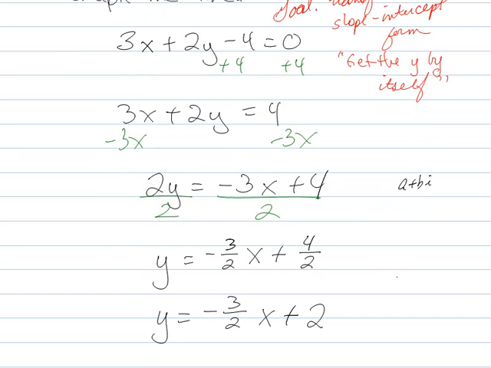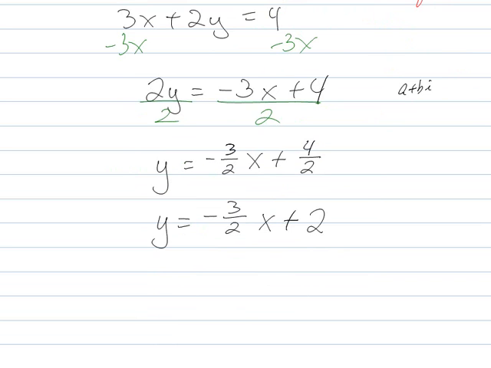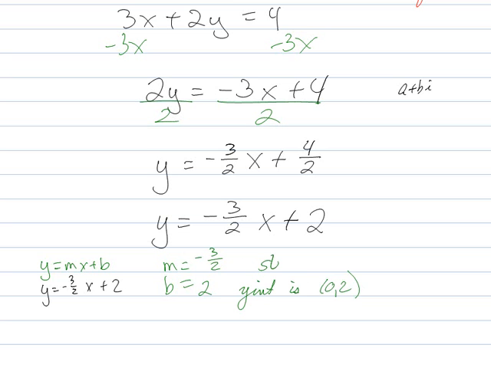You got it? So remember, our general form is y equals mx plus b. And what we have is y equals negative 3 halves x plus 2, which is why we separated it out, so we would have a match. So that means m equals, and b equals, m equals what? Negative 3 halves. b equals 2. So b, our y-intercept, is (0, 2). And our slope is negative 3 over 2.